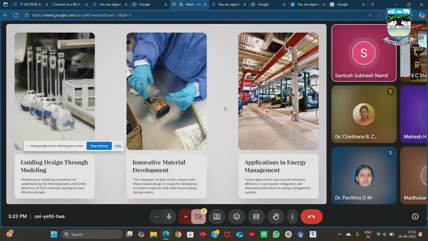So future applications will rely heavily on mathematical modeling to guide the rational design of high performance material. Ultimately, these advancements will enable efficient integration of systems in energy management, supporting renewable energy utilization, waste heat recovery, and storage solutions.